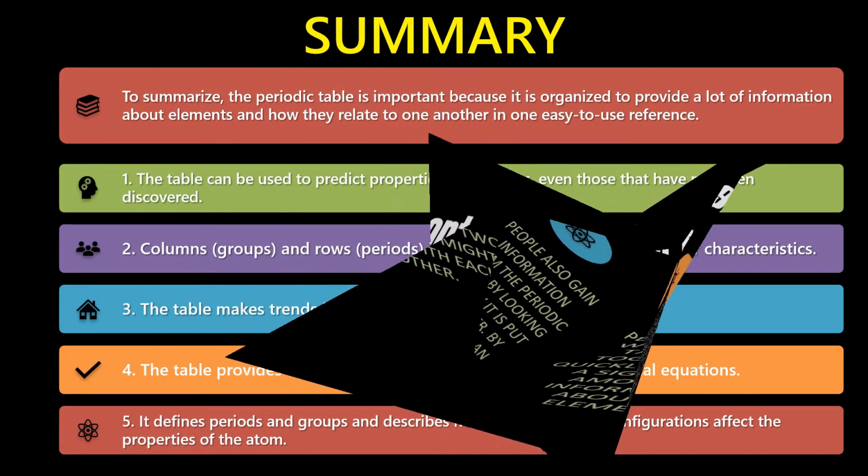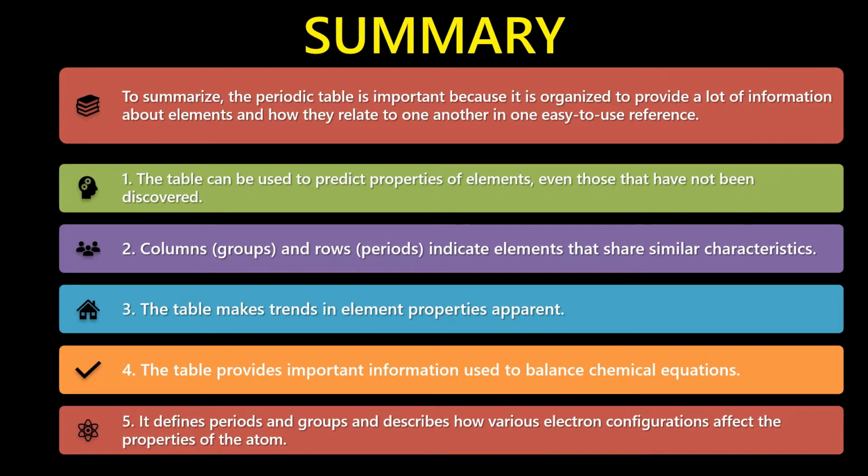To summarize, the periodic table is important because it is organized to provide a lot of information about elements and how they relate to one another in one easy-to-use reference. The table can be used to predict properties of elements, even those that have not been discovered. Second, columns (groups) and rows (periods) indicate elements that share similar characteristics. Fourth, the table provides important information used to balance chemical equations. First, it defines periods and groups and describes how various electron configurations affect the properties of the atom.